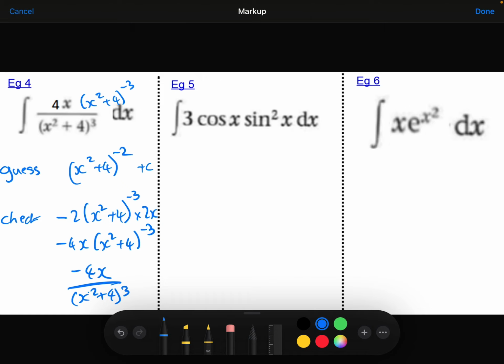Right, comparing that to the original question, we can see it's more or less exactly the same. The only extra thing I need is a negative, because my guess produced a minus 4x over x squared plus 4 to the power 3, whereas it should have been a positive. So if I put a minus here, this will now be the correct integral.